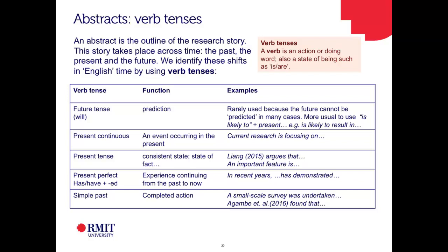And in an abstract, sometimes you might see a reference, but usually we don't have any references in abstracts. We have things like an important feature is, or research notes that.